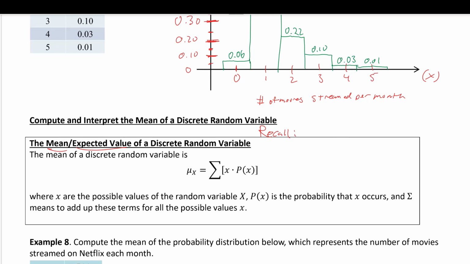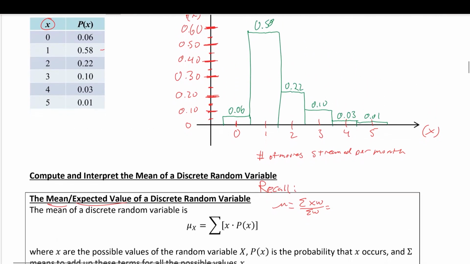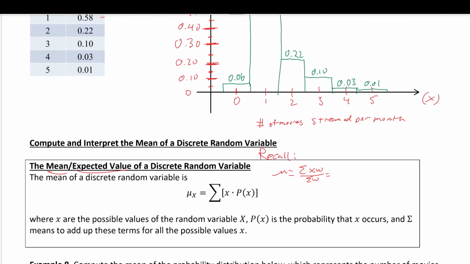And that was what? Well, it was mu equals the sum of x times the weights divided by the sum of the weights. Remember that? Well, in our case, we're essentially dealing with our x values here, and the weights here are essentially the probability. So all those w's, I'm just going to replace with the probability of x. So let's do that. Sum of x times the probability of x over the sum of the probability of x.